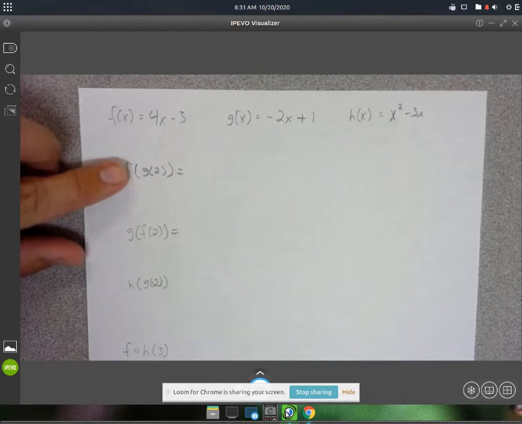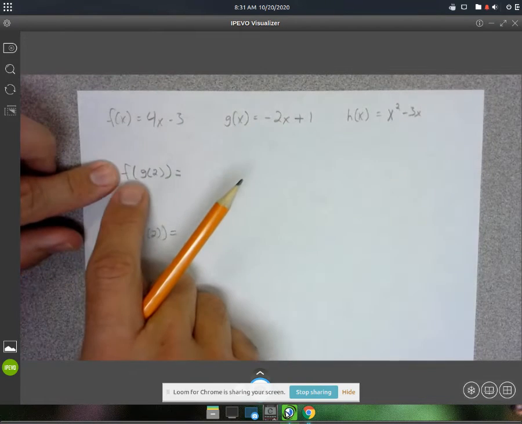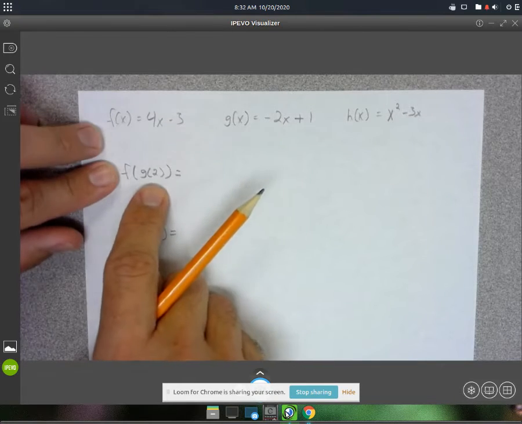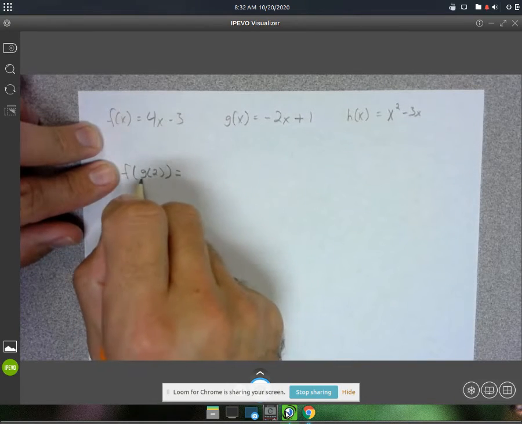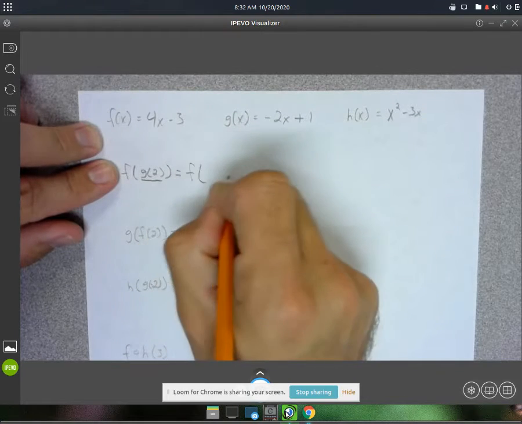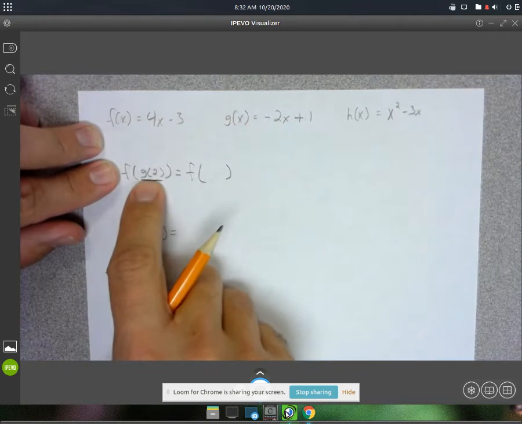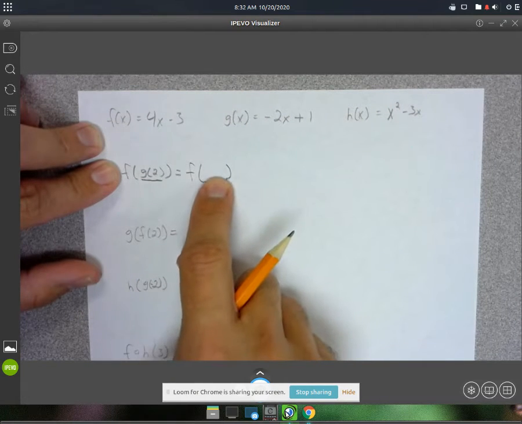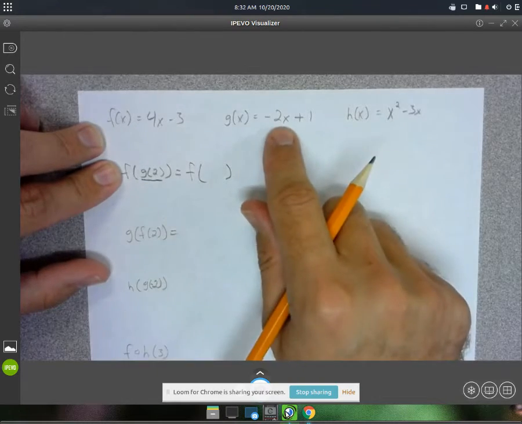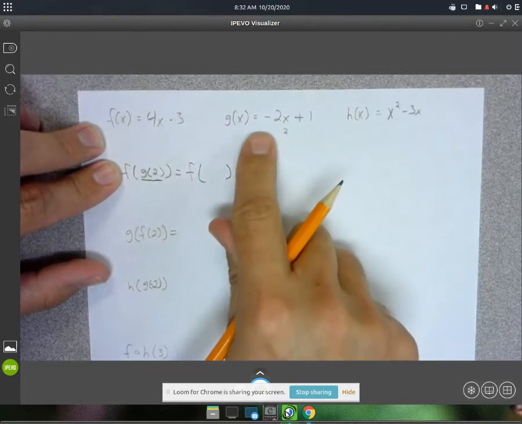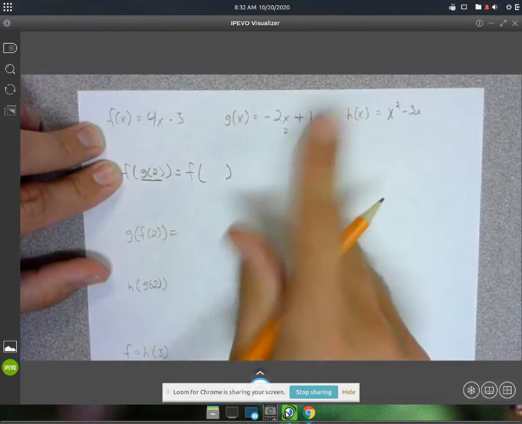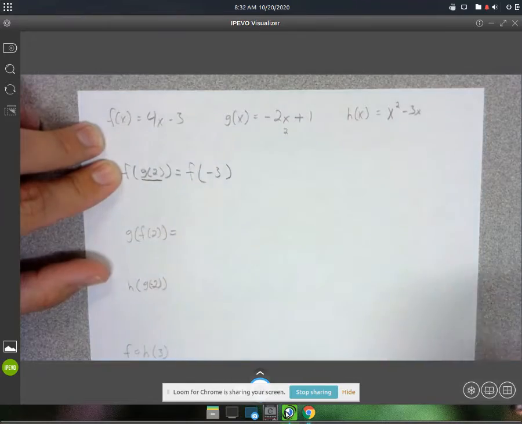So we're asked to find f of g of 2. This is not multiplication. The first thing we have to do is find g of 2. Whatever the answer is for g of 2 is going to be what we plug in for the input on f. So g of 2, plug in 2 for x. Negative 2 times 2 is negative 4, and negative 4 plus 1 is negative 3.